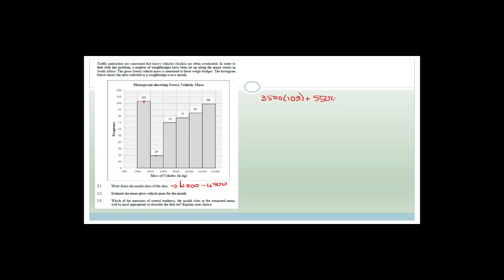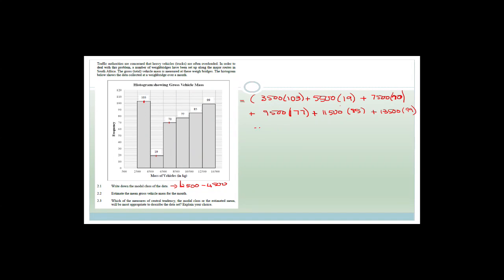So we've got 5,500 multiplied by 19, plus halfway between these two is 7,500. So we've got 7,500 times 70. Oops, sorry, that's 70. Plus halfway between these two is 9,500 multiplied by 77, plus halfway between these two is 11,500 multiplied by 85, plus halfway between these two is 13,500 times 99. And what we're going to do is add all that up.